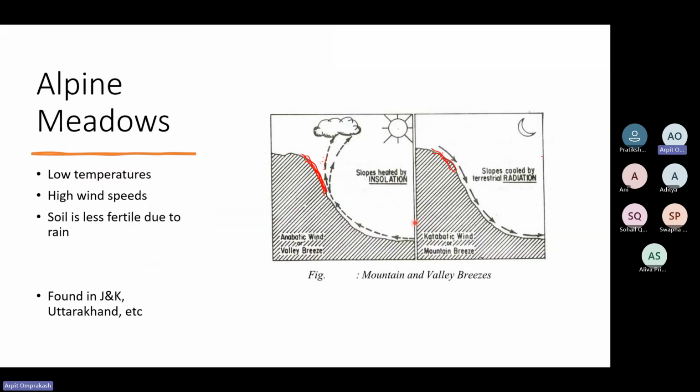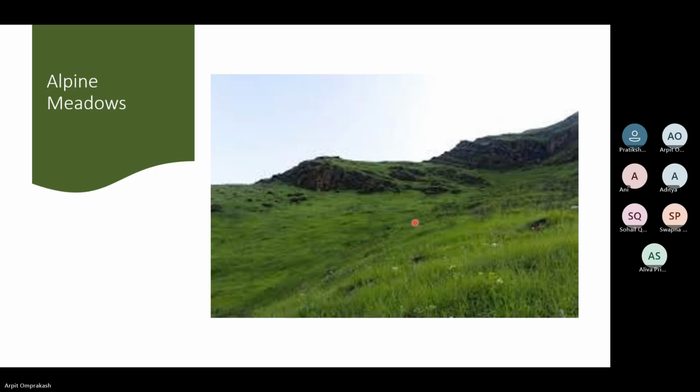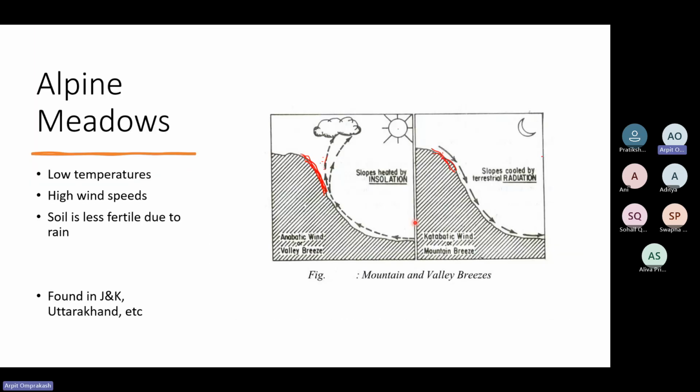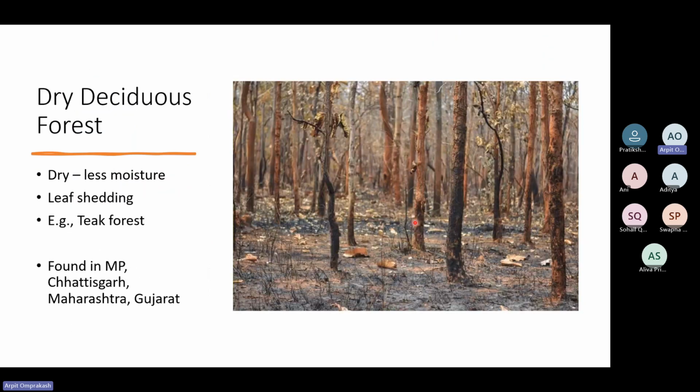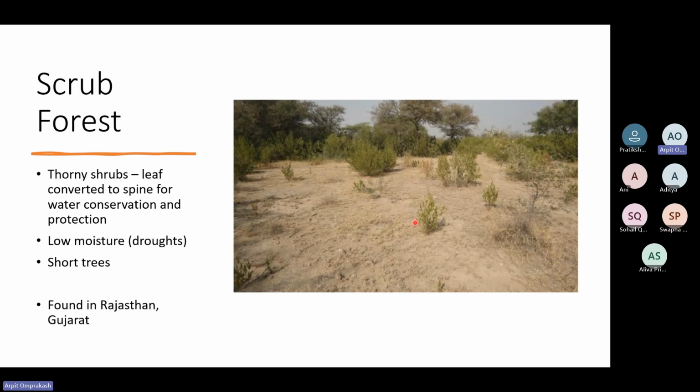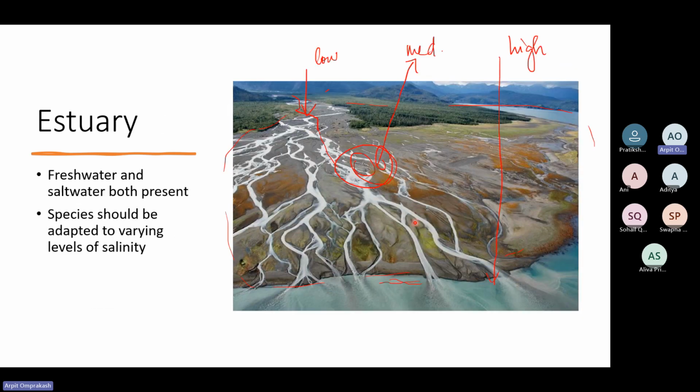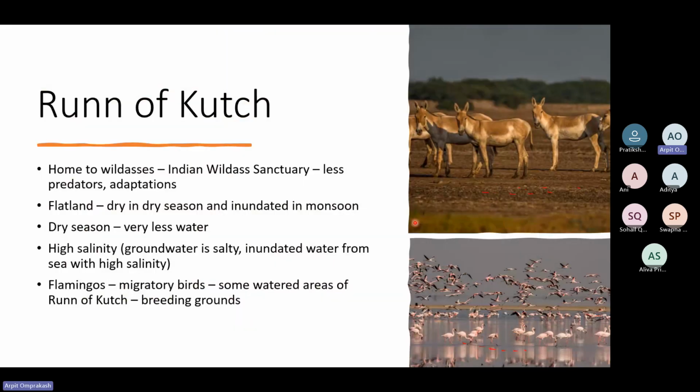Right. We talked about different kinds of habitats such as alpine meadows and where they're found, alpine forests and where they're found, then moist deciduous forest and dry deciduous forest. What are the different characteristics of these and where they're found in India? Some examples: we talked about the Rann of Kutch, which is home to wild asses. It has the Indian Wild Ass Sanctuary because these wild asses are more adapted to stay in these areas, which are dry in the dry season and inundated in the monsoon, whereas the predators are not adapted to this, so there are fewer predators here.